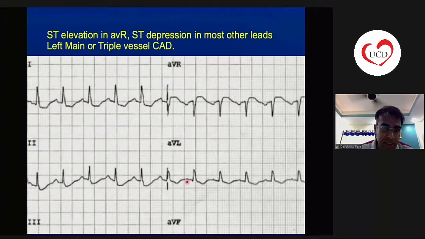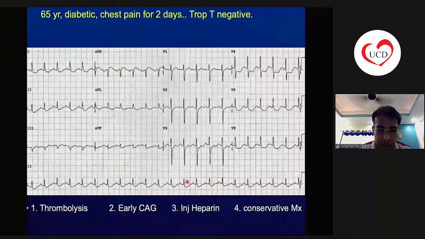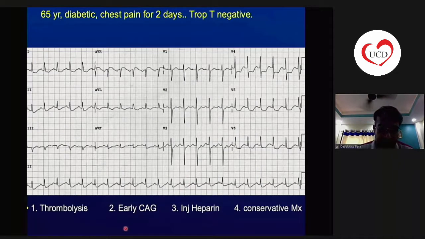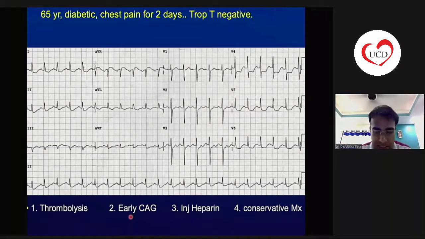This ECG, unless proven otherwise, is equivalent for a left main critical coronary artery disease or a significant triple vessel CAD. This patient cannot go home without proper evaluation. And most of these patients have a significant lesion which I have to tackle immediately. Otherwise, there is a significant chance of MI and high mortality in subsequent few days to weeks.